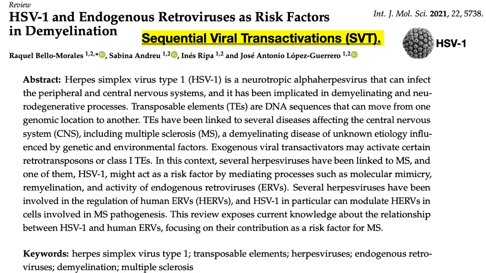abstract of this current paper, herpes simplex virus 1 is a neurotropic alpha herpes virus that can infect the peripheral and central nervous systems, and it has been implicated in demyelinating and neurodegenerative processes. Transposable elements are DNA sequences that can move from one genomic location to another. Transposable elements have been linked to several diseases affecting the central nervous system, including multiple sclerosis, a demyelinating disease of unknown etiology influenced by genetic and environmental factors.